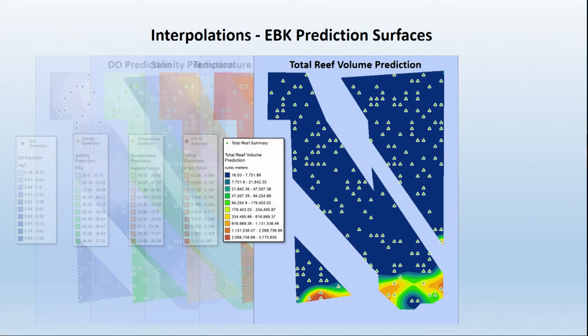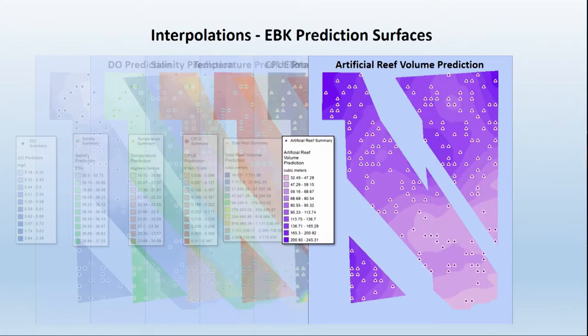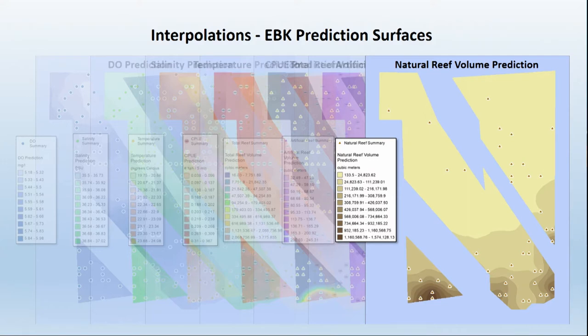It was actually at this point, when I looked at the total reef volume prediction, that I realized I was going to have to split between natural and artificial reefs, because the data are so overwhelmingly weighted to the south, because that's where all the natural reef is. From that I derived these surfaces. This is artificial reef, where the distribution pattern is as expected, and then natural reef, where again you see the weight is predominantly down to the south.